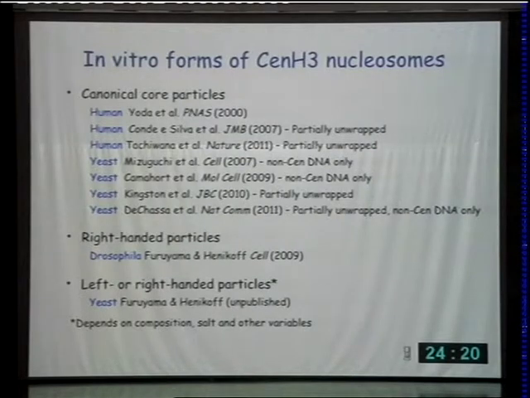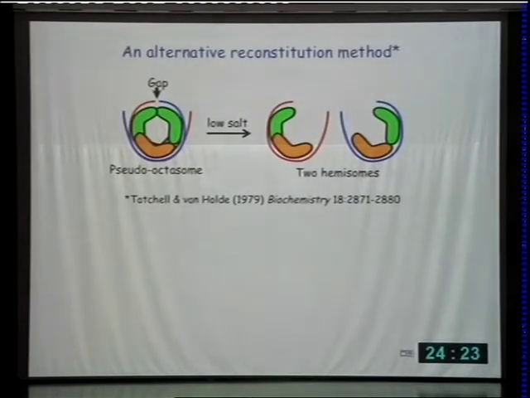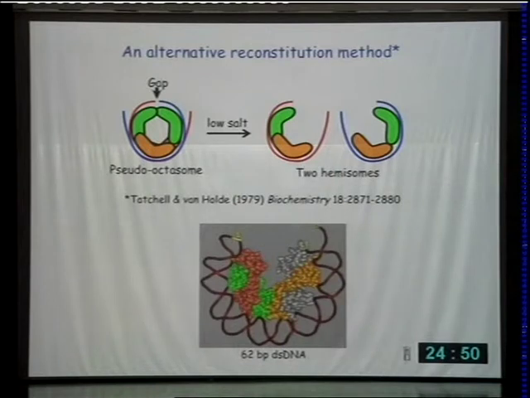So we decided to try a different approach. We use an alternative reconstitution method, going back to the 1970s, from Kelly Tatchell and Ken Van Holt, in a paper that has never been cited, by the way. They showed that if they used DNA duplexes about 65 base pairs in length, they could get octameric particles. The idea is that there must be a gap in between the two duplexes, and then they can split into two hemisomes in low salt. The hemisome would be wrapped precisely by 62 base pairs of double-stranded DNA, so that's what we use in our experiment.